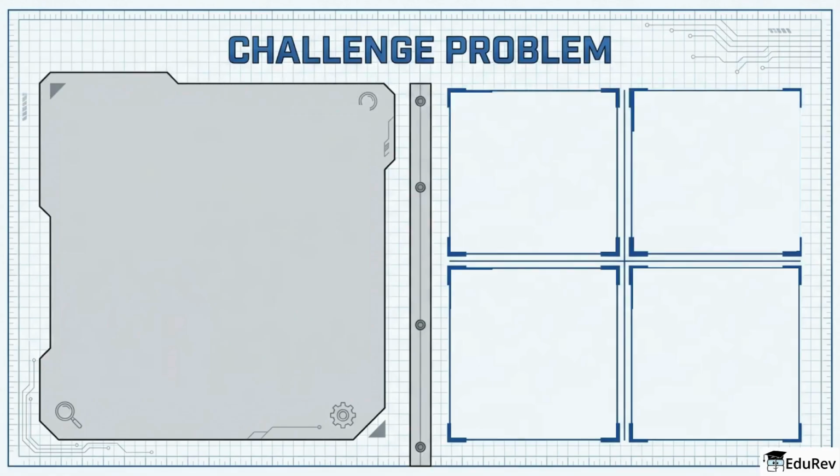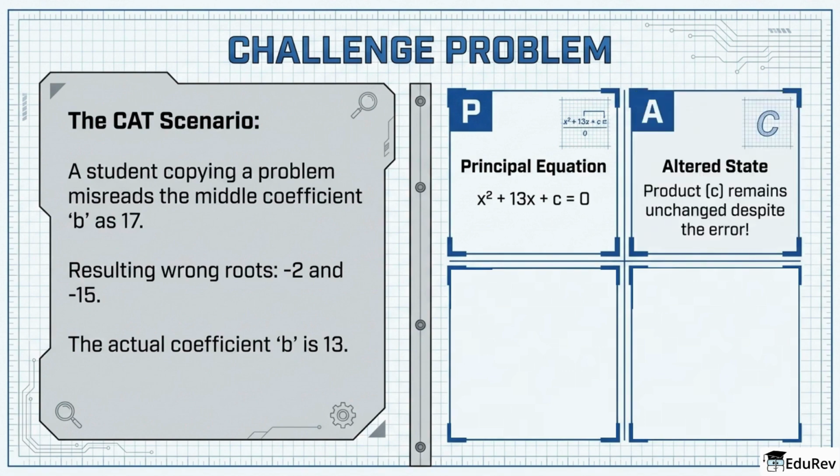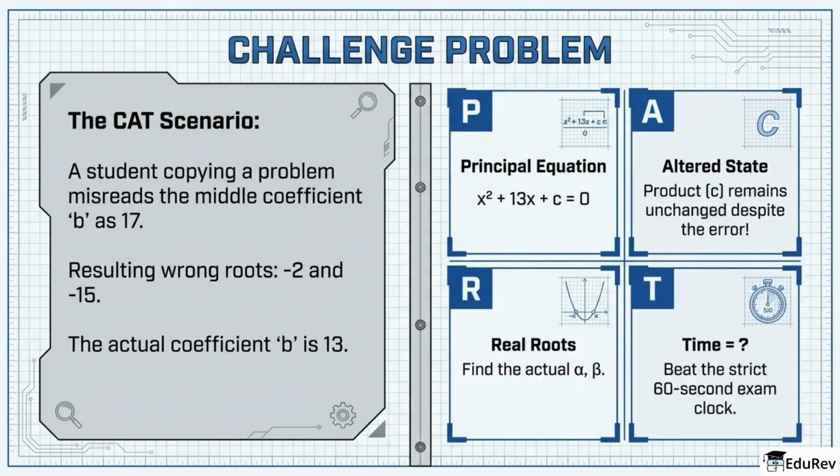This problem is designed to test your conceptual clarity under pressure. A student misreads the coefficient and ends up with incorrect roots, but the product of the roots remains unchanged. That is the key observation. Even when the equation changes slightly, some relationships stay constant. The exam is not testing calculation here. It is testing whether you can track invariants like product and sum under small errors.